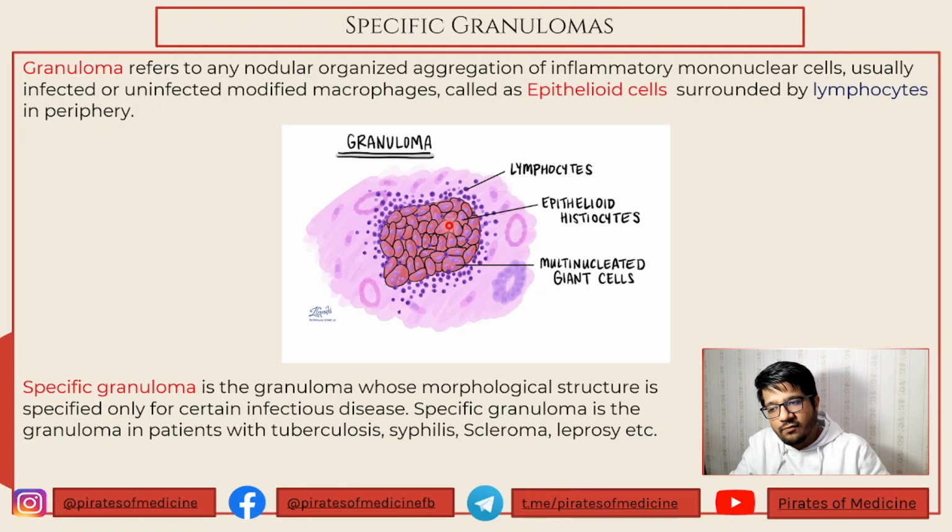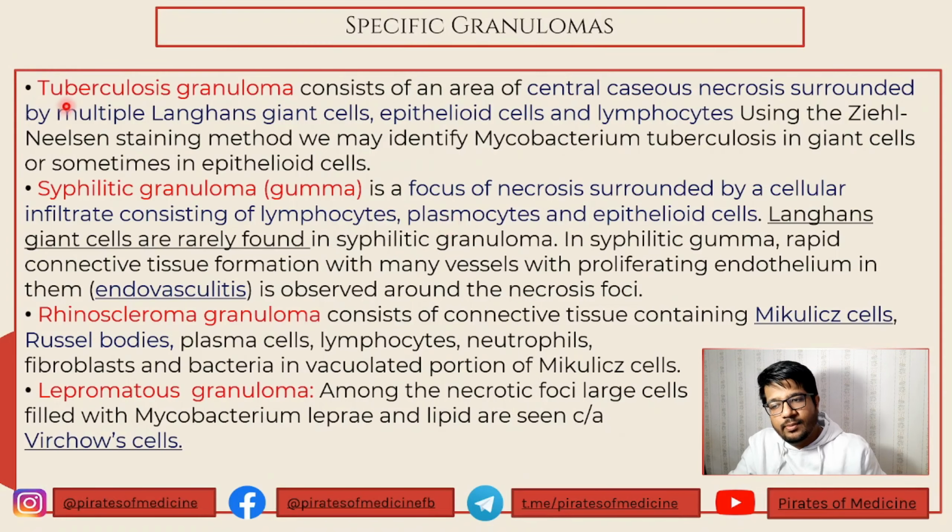For example, first of all, we have tuberculosis. In tuberculosis granuloma, there is a central area of caseous necrosis. This area is surrounded by multiple Langhans giant cells, which are modified macrophages, epithelioid cells, and lymphocytes. Now, if you want to stain this granuloma, you can identify the Mycobacterium tuberculosis using Ziehl-Neelsen stain, which are present in the macrophages.